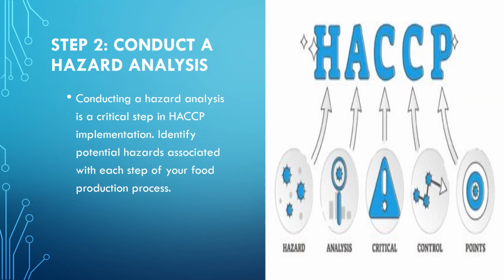Now, step 2 of the HACCP implementation process is to conduct a hazard analysis. Conducting a hazard analysis is a critical step in HACCP implementation. Identify potential hazards associated with each step of your food production process. Now, this is very critical. Identify any biological, chemical, or physical hazards that may be present at each step of the food production process.